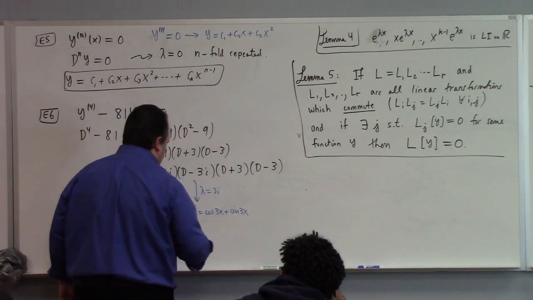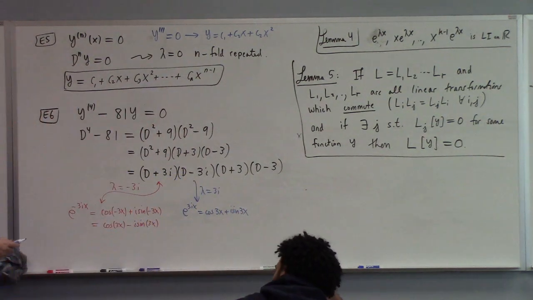x, right? That's the function that when I evaluate D minus 3i on that, I get 0, right? So if you look at the red and you look at the blue, do we need both of these? We just need one, right? Because either one of them has both the sine and the cosine, right? So keeping both 3i and minus 3i is redundant.